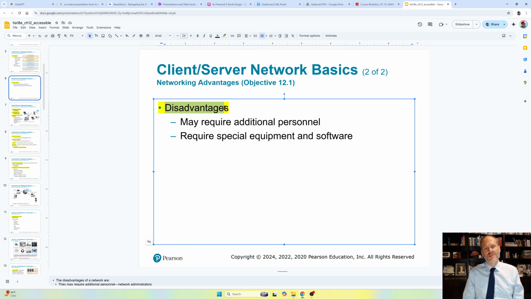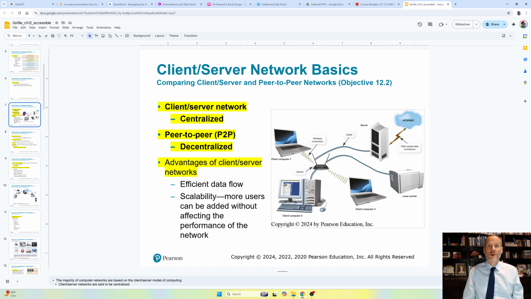What are the disadvantages of a network? You're going to need people to take care of it. So having a network, you need people to take care of it. And when you're in a business, you're going to need special equipment and software. So it's going to cost you some money, but you get all these benefits. So, you know, you pay for what you get.